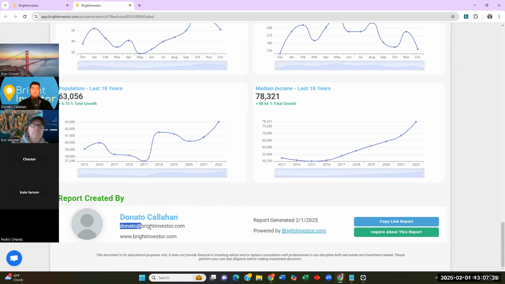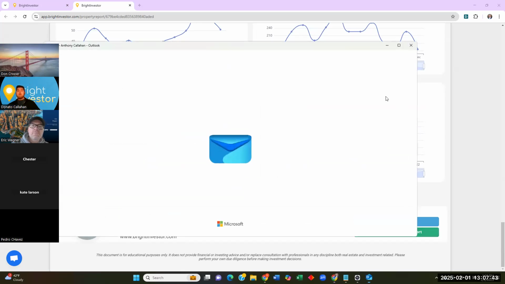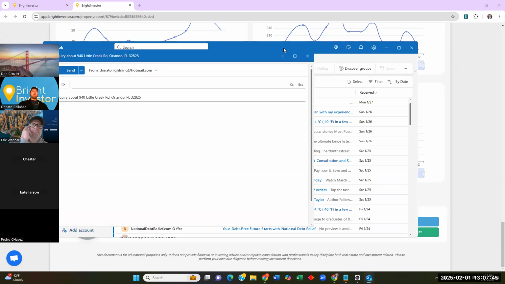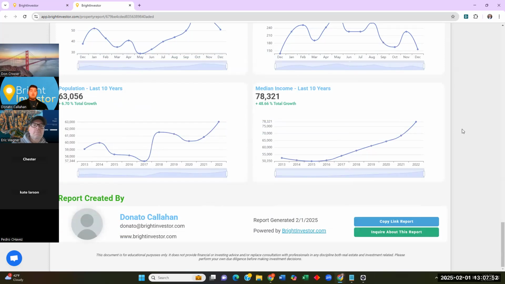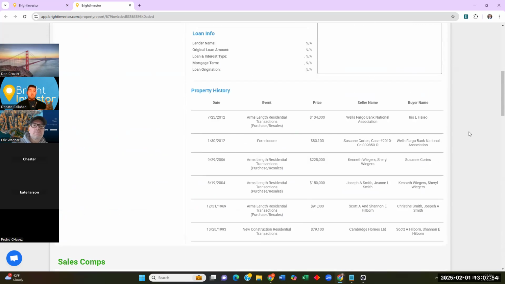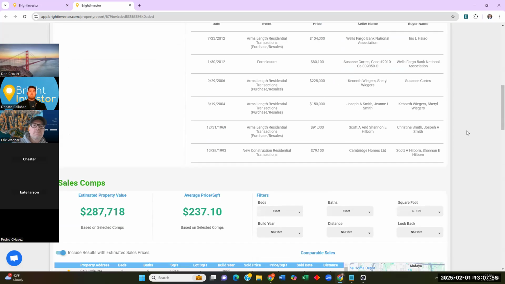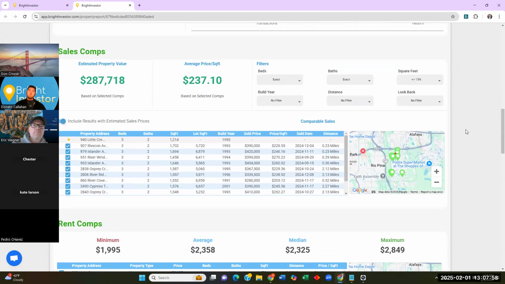And if you've uploaded your email into BrightInvestor and you send it to a client and they want to know more about this property you sent them, they can just click "inquire about this report" and it will send an email from them to you saying, "Hey, I'm interested in this property." So yes, they have the ability to basically search and manipulate the information that's on here based off their analysis.